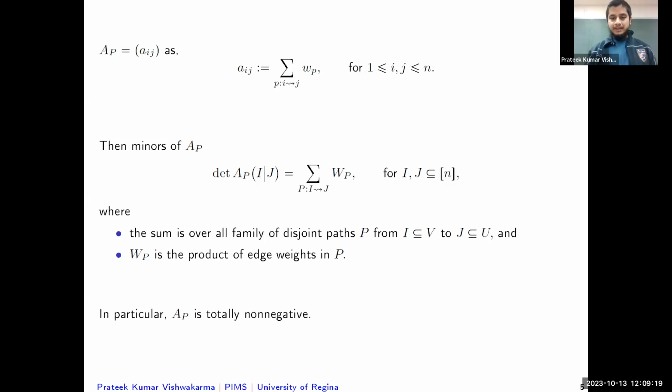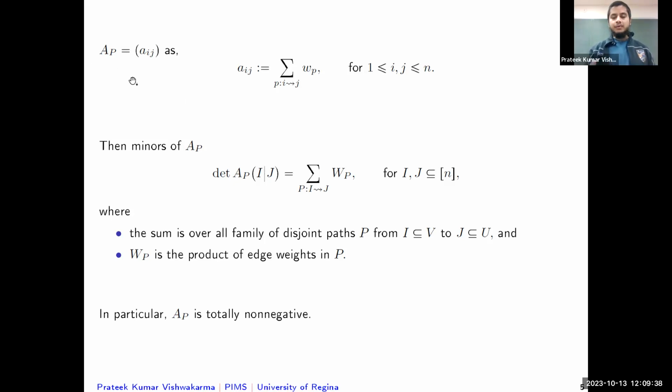Now, the converse of this statement is also true. So what would be the converse? What we just saw is that if we have a planar network with non-negative weights, then whenever we construct a matrix AP like this, AP is totally non-negative.